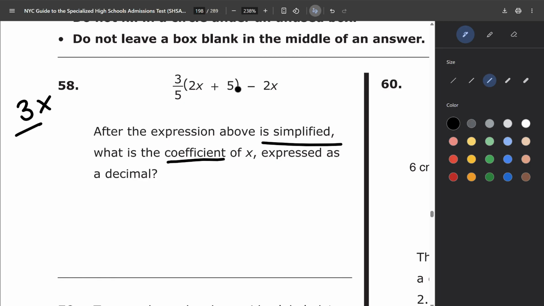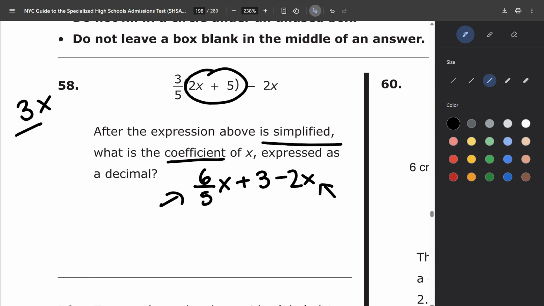And because inside the parentheses, I can't simplify this anymore because we can't combine like terms. So what I'm going to use is the distributive property in order to solve. So 3/5 times 2x is equal to 6 over 5x, and then plus 3/5 times 5. That's 3/5 times 5 is 15 over 5, which is 3, minus 2x. Now we can actually combine like terms because this number over here and this number both have the variable x.